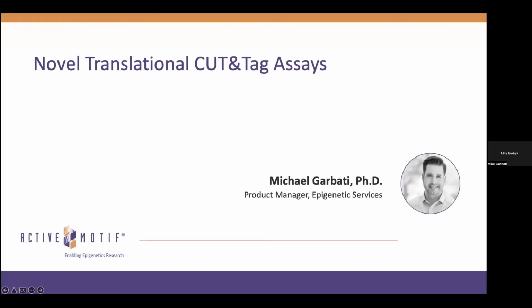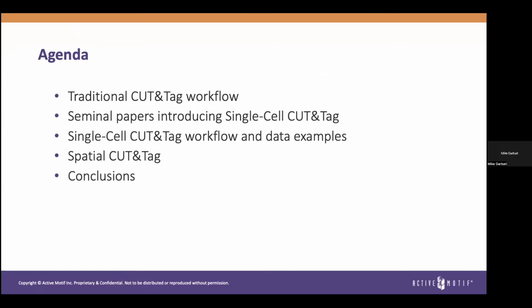Today, we're going to look at some of the exciting new flavors of CUT&Tag that have translational relevance. First, I'm going to review the traditional CUT&Tag workflow, and then I'll get into some of the newly introduced CUT&Tag methods. These new methods are single cell CUT&Tag and spatial CUT&Tag. Both of these have the potential to add valuable detail to translational studies with patient samples.